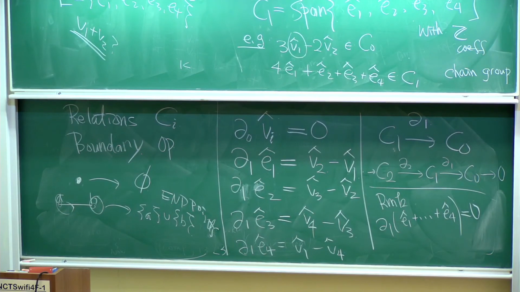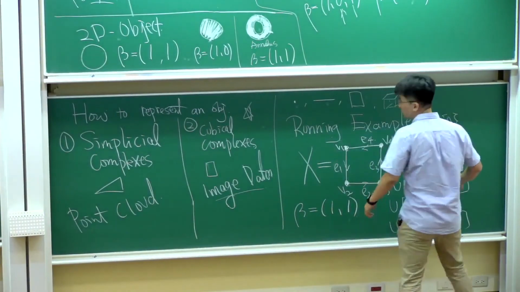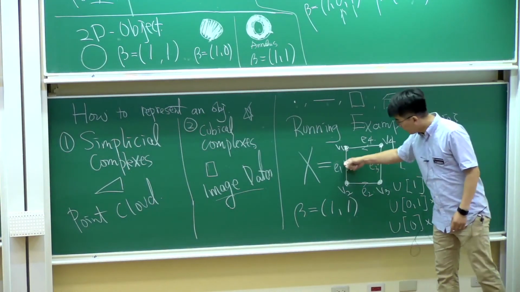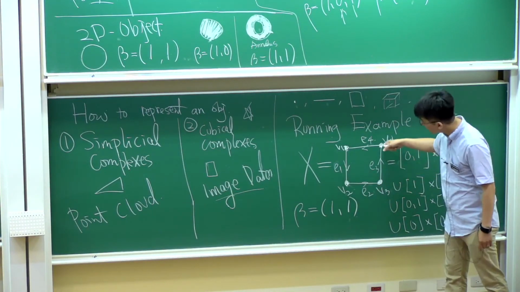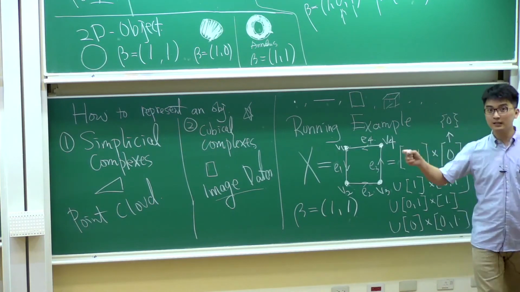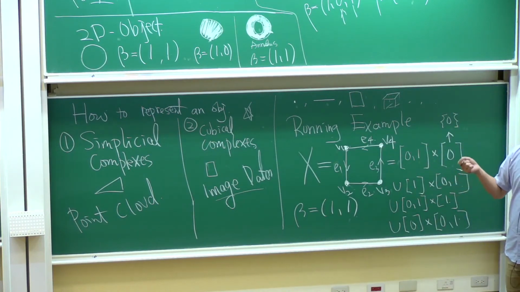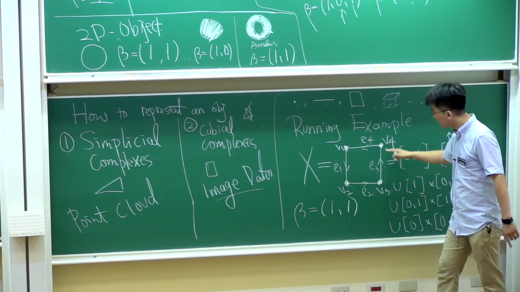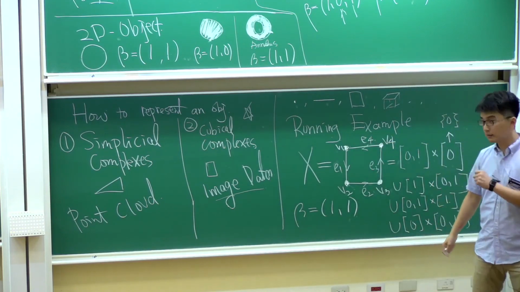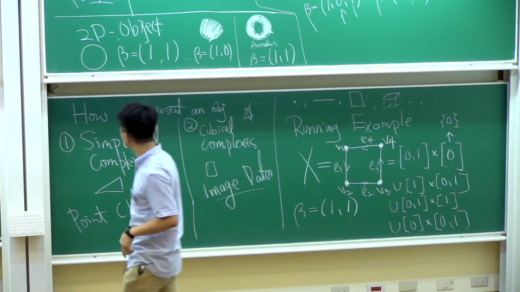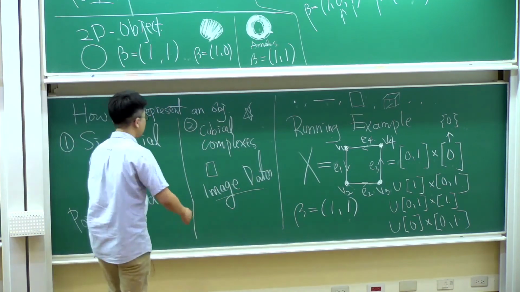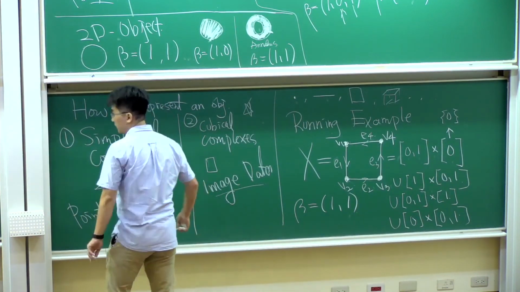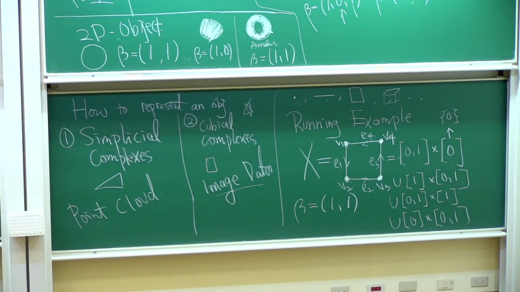Good? And now let's go back to the topology world. What does E1 plus E2 plus E3 plus E4 mean? E1 plus E2 plus E3 plus E4, that's exactly the cycle we're trying to capture. Okay? That's exactly the information we need. So how do we measure the holes?